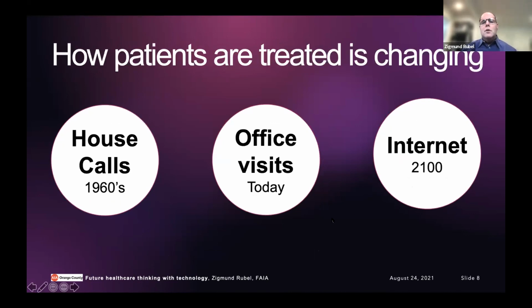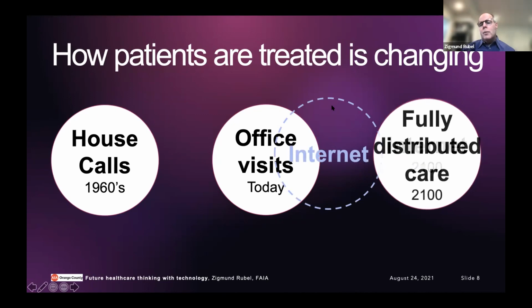So how do we experience healthcare? When I grew up, I guess I'm so old that we actually still had house calls. Today, we visit doctors in the offices, and in the future, it's definitely going to the internet. But the reality is the internet has already started, and where healthcare is going is what a lot of medical thinkers are calling a fully distributed care model, which means you could really receive any care anywhere. And then the question is, what's going to happen to our buildings?